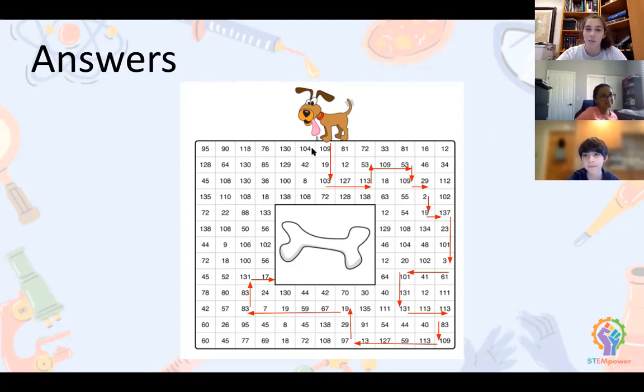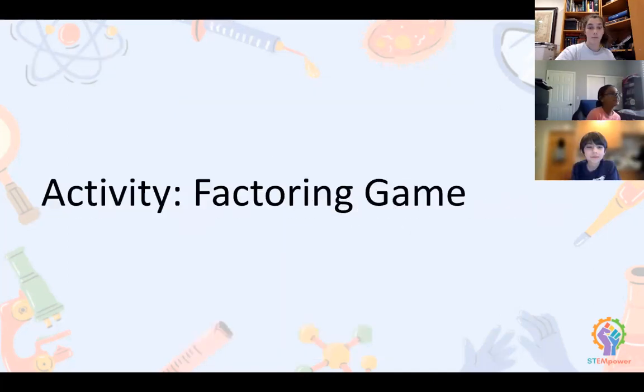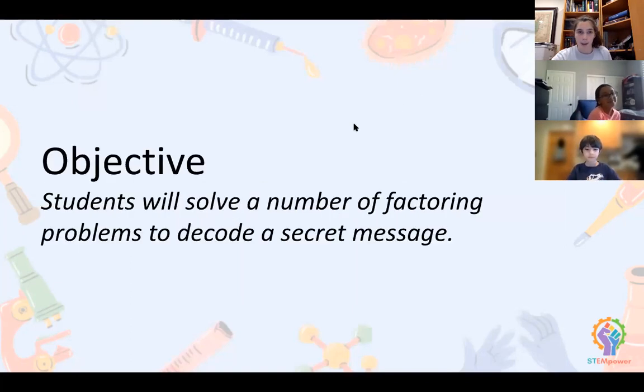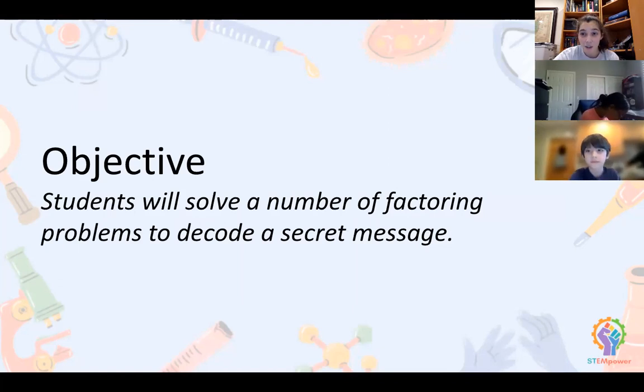Yeah, exactly. So these were a lot higher numbers, so there were a lot more possibilities of numbers that they could be divisible by. And yeah, the other one, I agree, the other one is much, much easier. All right, there we go. Okay, for our next activity, we are going to be doing a factoring game. So for this activity, you are going to learn how to solve a number of factoring problems to decode a secret message.